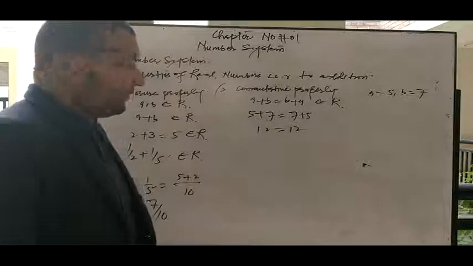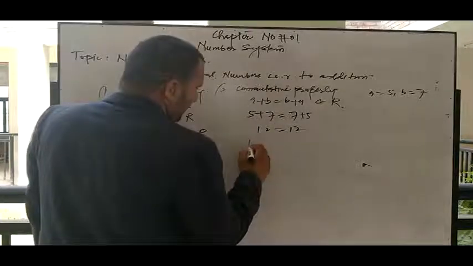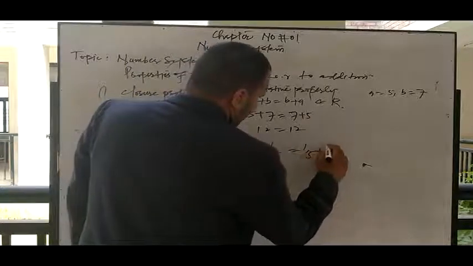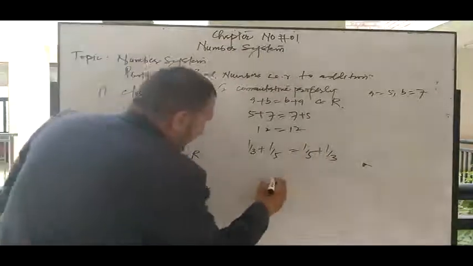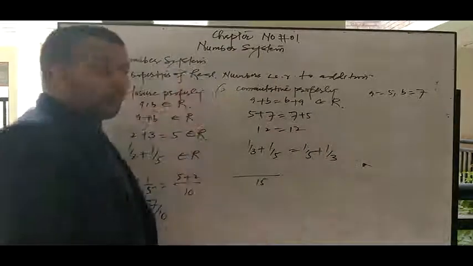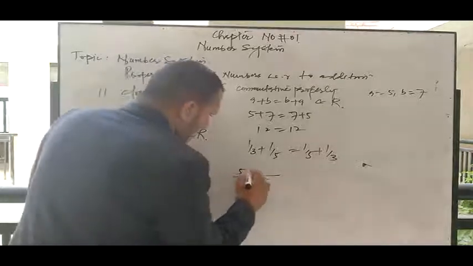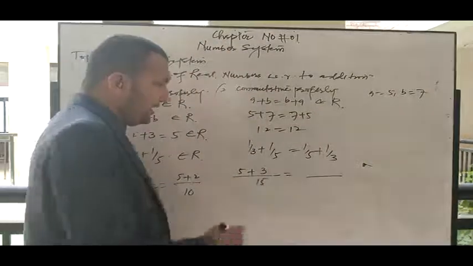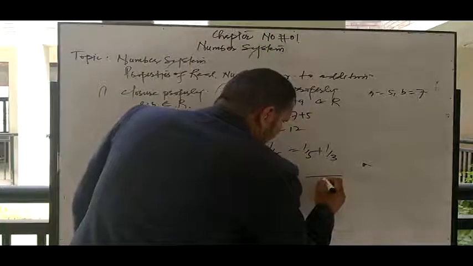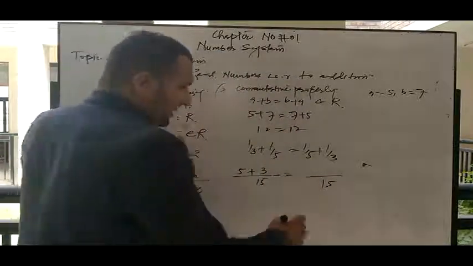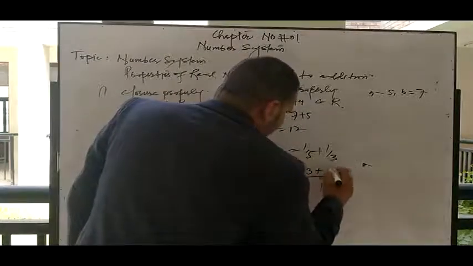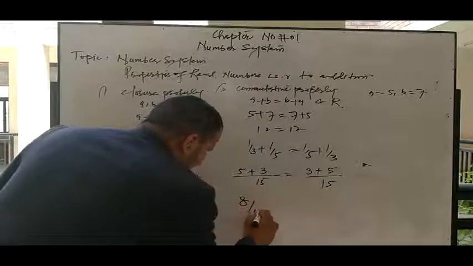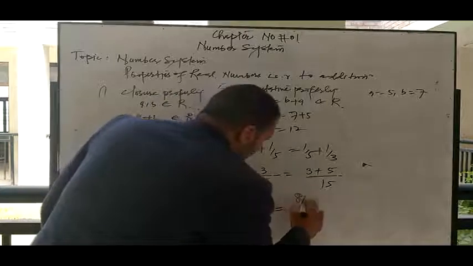Again, we take a fraction: 1 upon 3 plus 1 upon 5 is equal to 1 upon 5 plus 1 upon 3. By taking the LCM, 15 divided by 3 is equal to 5, plus 15 divided by 5 is equal to 3. Again, by taking the LCM on the right hand side, 5 and 3 is 15. 15 divided by 5 is equal to 3, plus 5, so 5 plus 3 is equal to 8 upon 15, is equal to 8 upon 15.